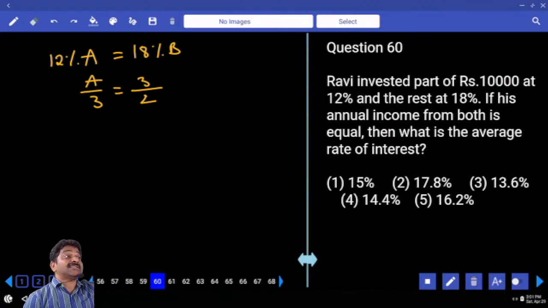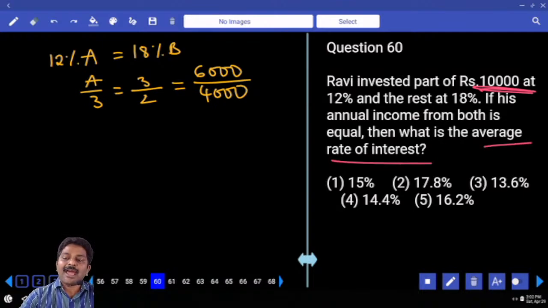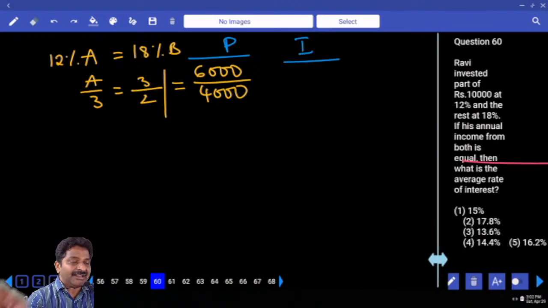Can I write it as 60% and 40%? If this is divided into 60% and 40%, on the first item there will be 6,000 and on the second item 4,000. These are all principals, correct? But the question is, what is the overall average rate of interest? After getting this, there are two ways. One way: calculate principals, then calculate interest, and then finally calculate the average.